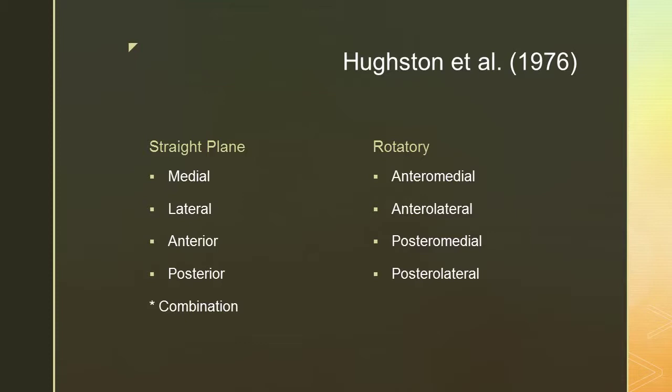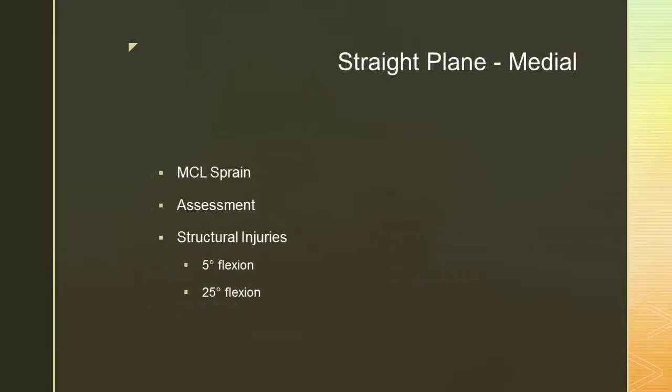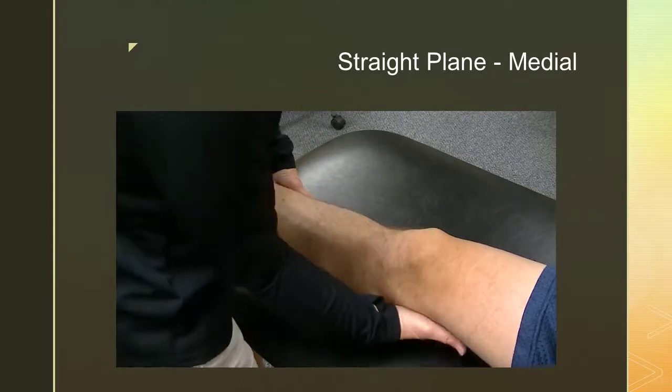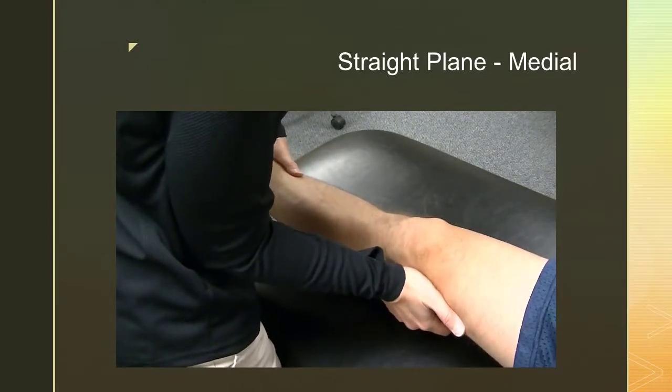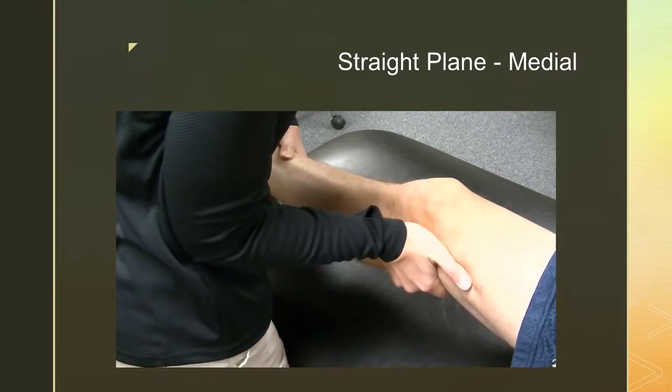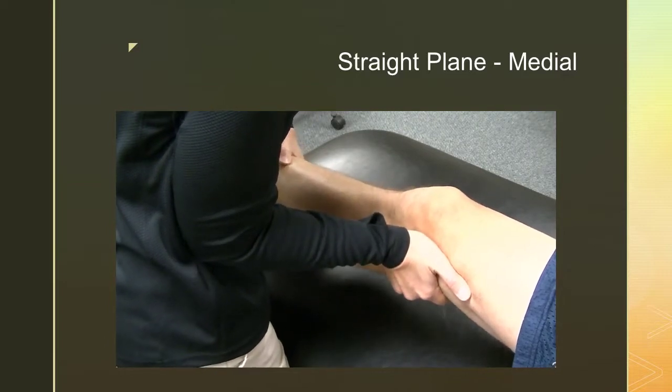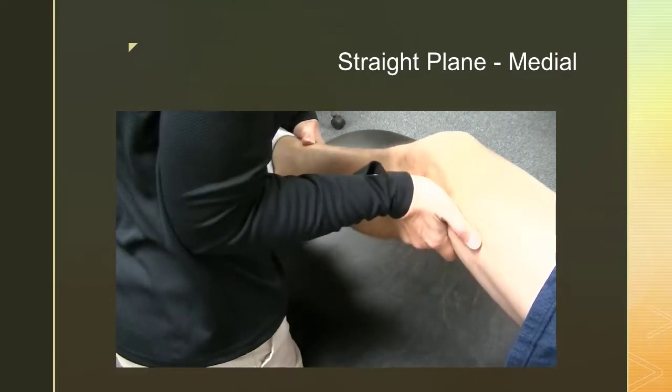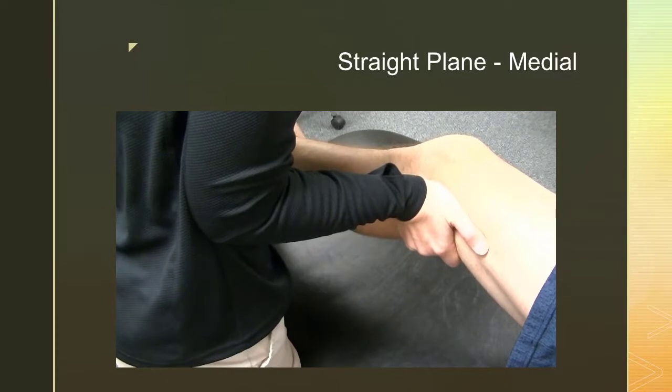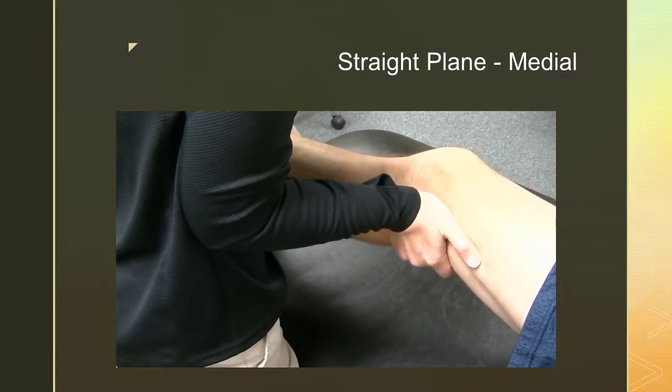Within the straight plane, we start with the medial. The medial is going to be an MCL sprain. When we assess an MCL, we're going to use a valgus stress test. And we're going to test that at both 5 degrees of flexion and 25 degrees of flexion. The reason for both of these is because we have different structural injuries at each amount of flexion.